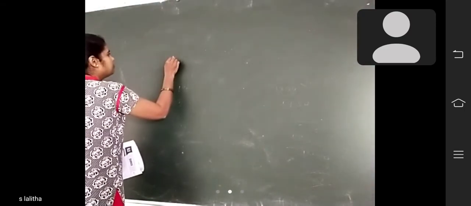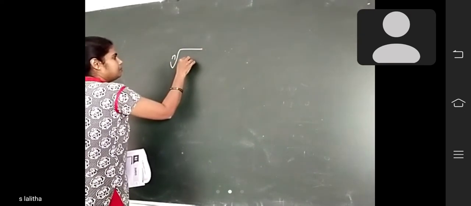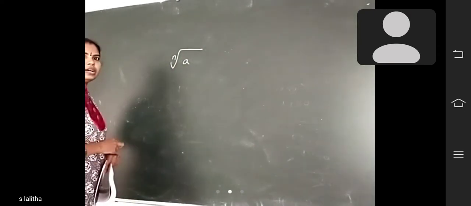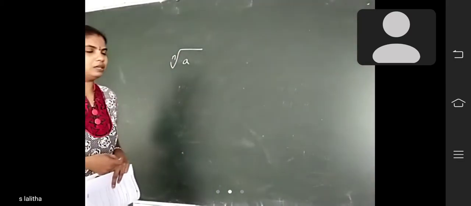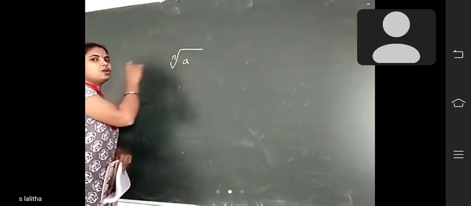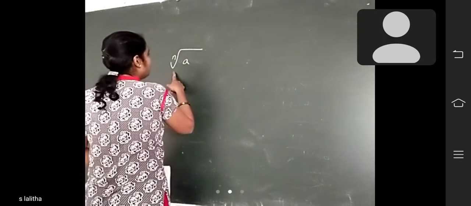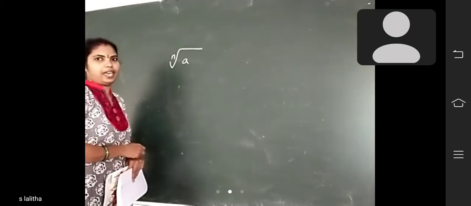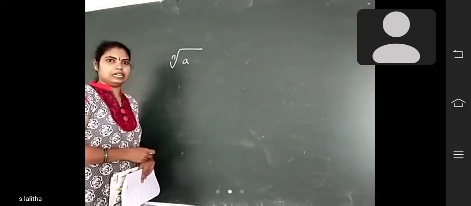So what is a surd here? n is a positive integer and a is a positive rational number. There is no negative rational, there is a positive rational number. And the nth root of a is not a rational number, it is an irrational number, that is called a surd. So what do you call this one? Nth root of a is called a surd.